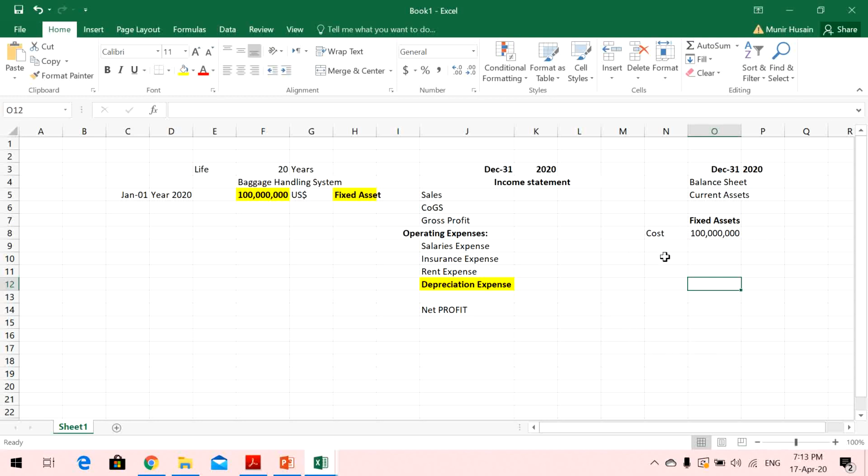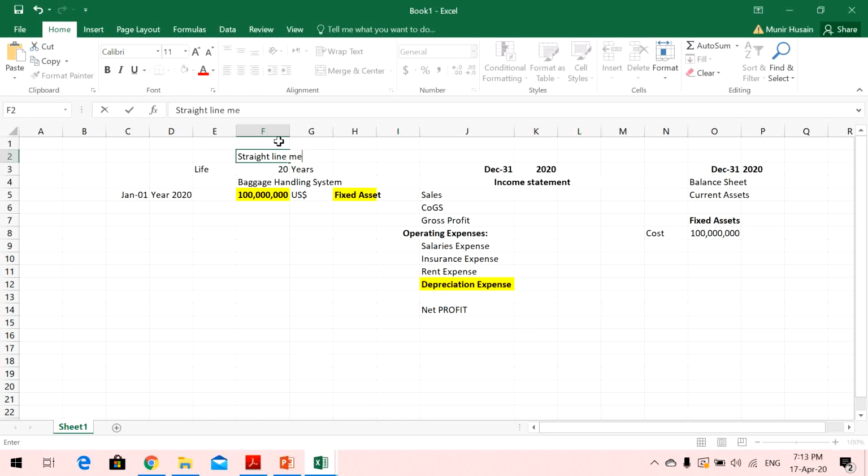Now what is the value of this asset? How much has been used? What is the value of this asset which has decreased, or how much has been depreciated? So first of all, we need to know the method of depreciation. Let's say we're using the straight line method of depreciation.